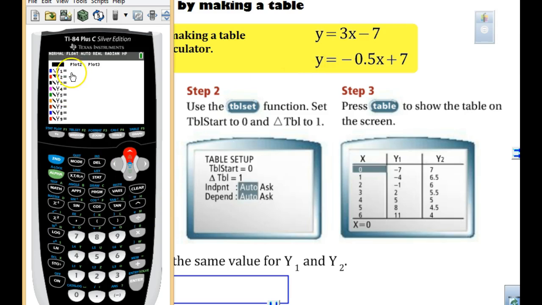So y equals, and I'm going to put 3. How do I get to the x? It's right next to this alpha key, x. Then I'm going to put minus. Now, if there's a negative number, like that next one, this is the negative button to put in a negative 0.5. But we're simply going to put minus 7. Before you hit the graph button over here, I want you to hit the zoom button. If you hit zoom, we want it to be a standard graph. So hit zoom, and you can either arrow down or you can just type in 6 and hit enter.